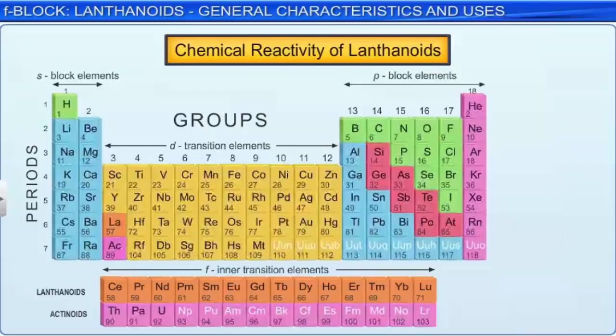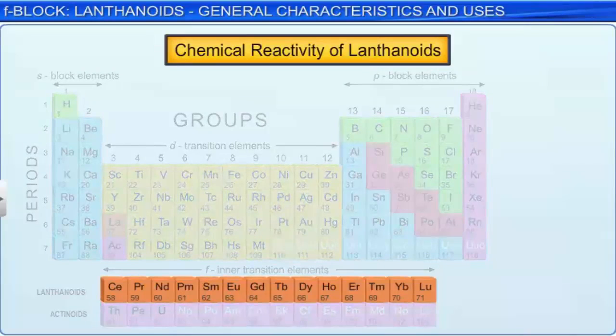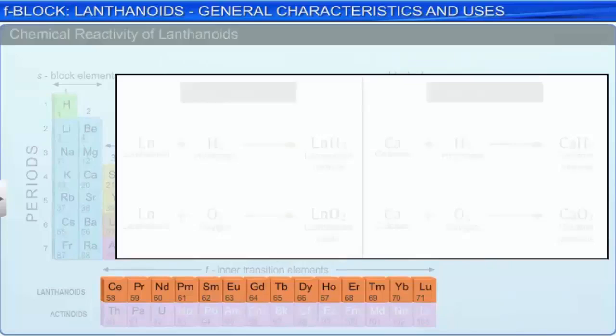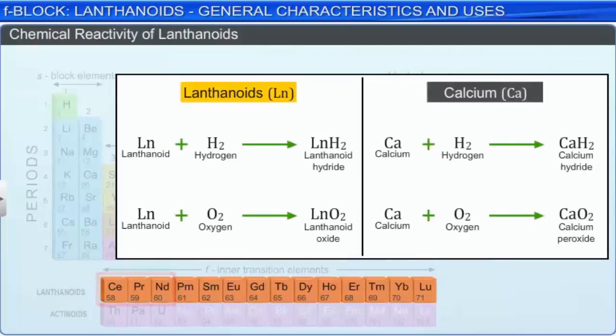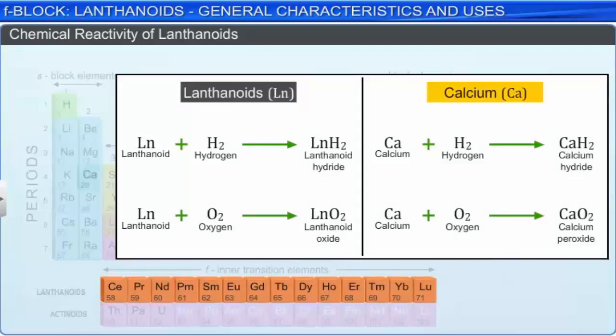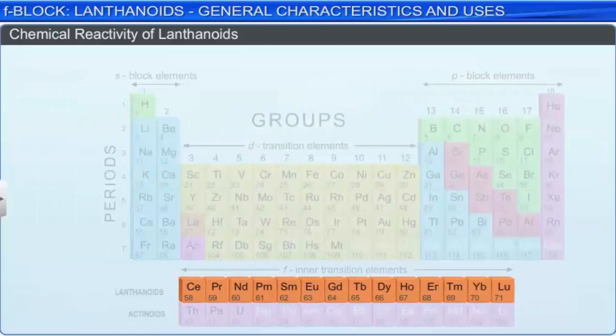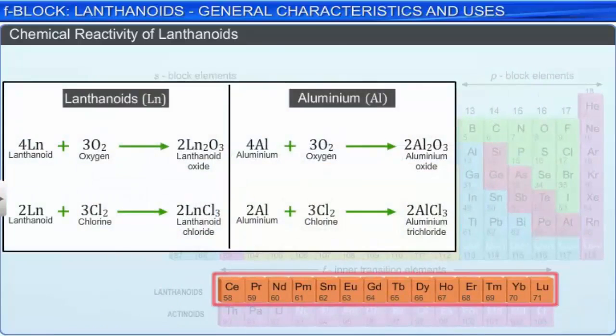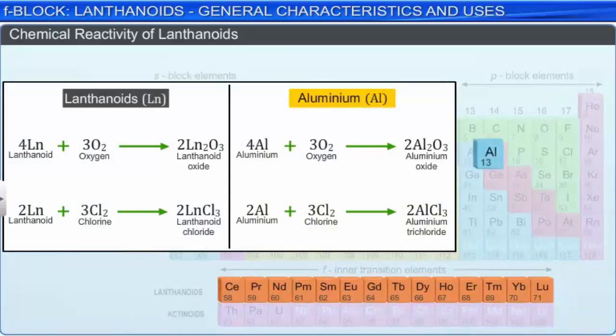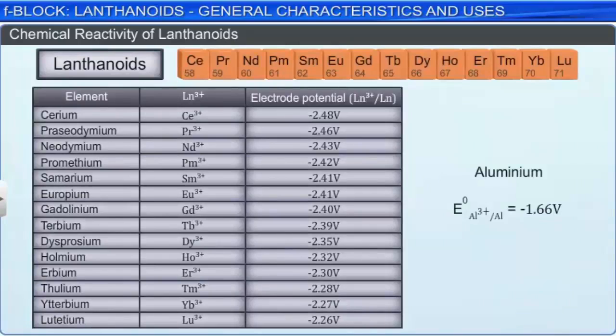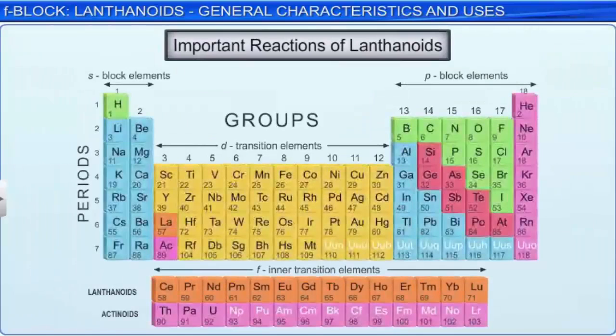Now, let us look at the chemical reactivity of these elements. The first few members of the lanthanoids are quite reactive and show chemical behavior similar to that of calcium. However, with an increase in the atomic number, they behave more like aluminium. The standard electrode potentials of the Ln3+/Ln couple indicate that all the lanthanides are more reactive than aluminium. Let us now look at some important reactions of these elements.